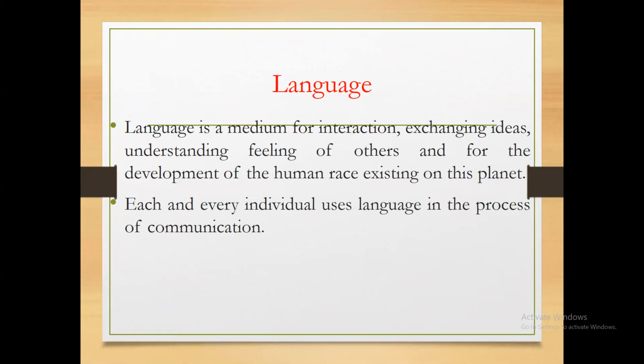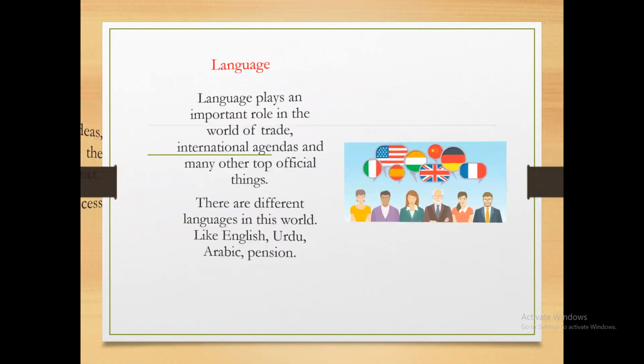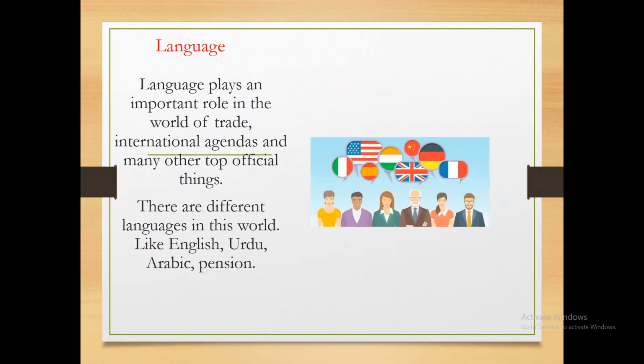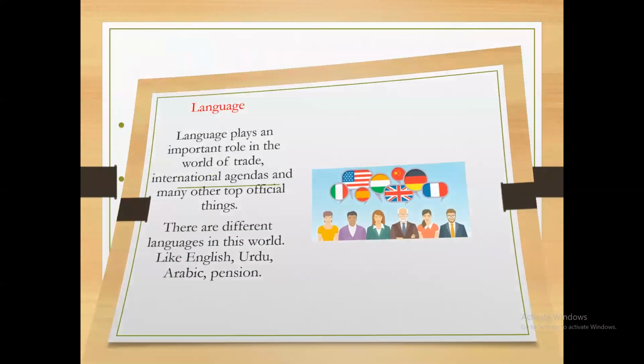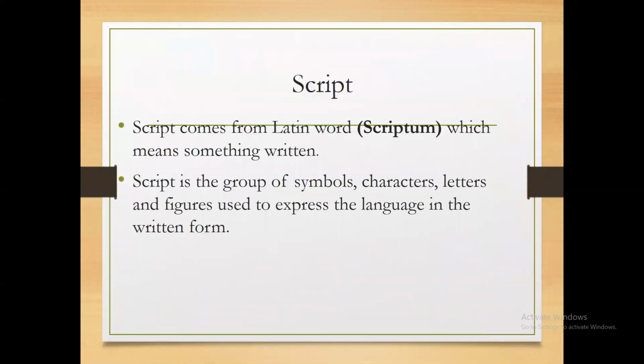So this is called the medium for interaction, for exchanging ideas, for understanding feelings, and for development of the human race. This we do through using language. You may say that international agendas are discussed, the world of trade uses different languages, the top official things are also conveyed through language, and there are so many different languages. Here we have discussed only four.